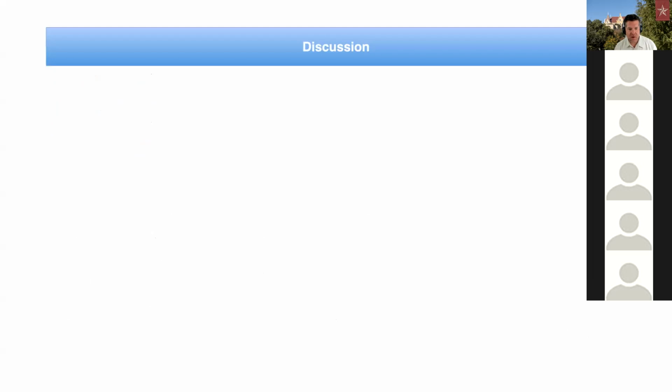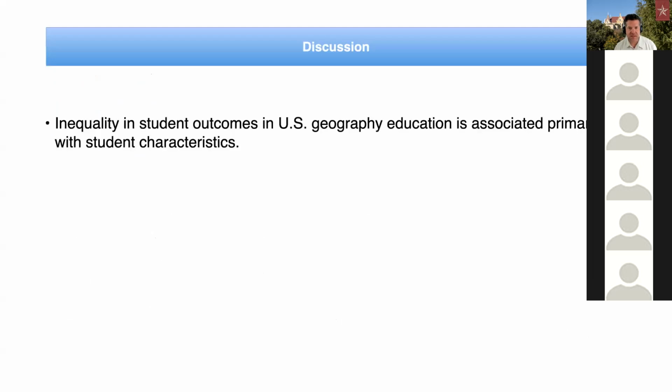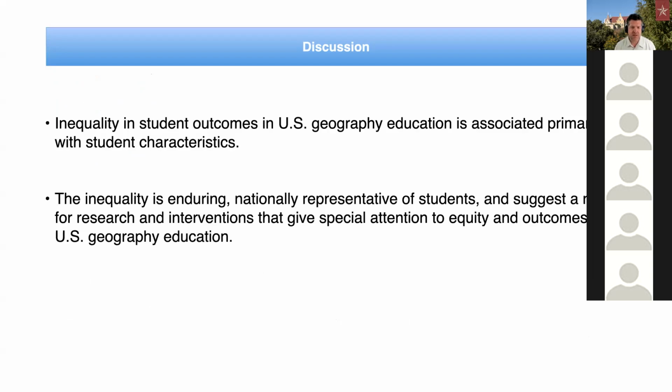Okay, so really what that gets us to now is that we have a pretty clear sense, empirically, of the nature of the variation in the geography achievement data, primarily associated with student characteristics. And we also know that this is not an aberration. This inequality is enduring. It is nationally representative of the student groups.